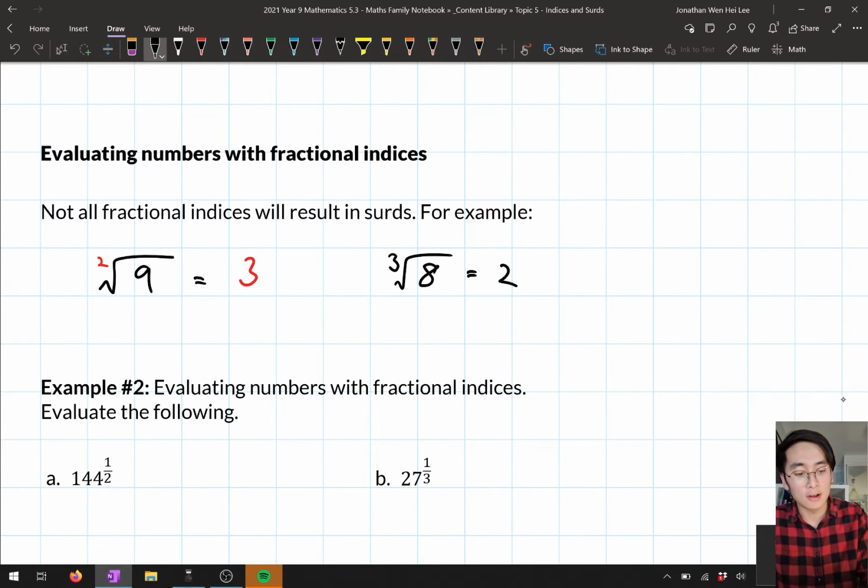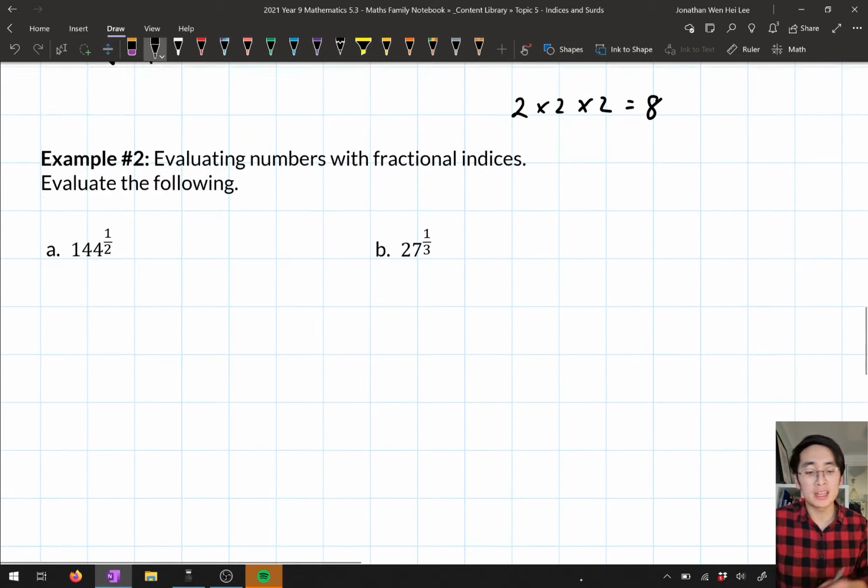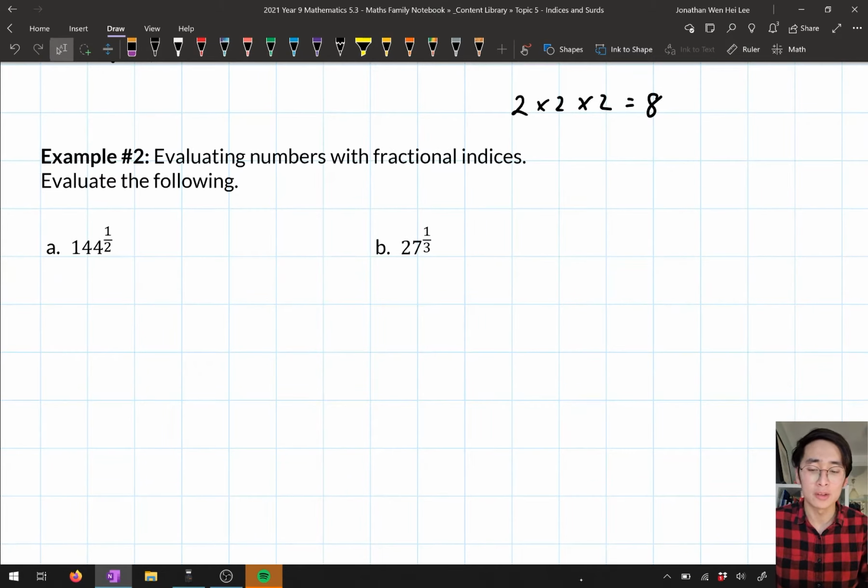And if you think about it, if I do 2 times 2 times 2, well, 2 times 2 gives me 4. 4 times 2 gives me 8. And so that's the third root of 8. So not all fractional indices will result in surds. Sometimes we can actually simplify it and it gives me a number. So here, evaluating numbers with fractional indices. Let's have a go at these following examples.